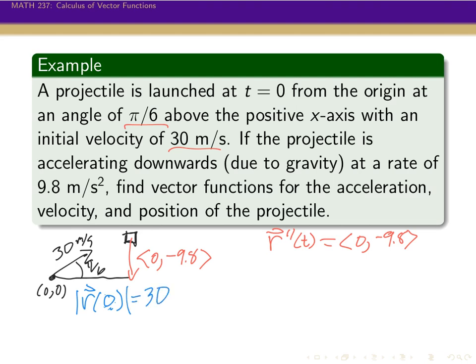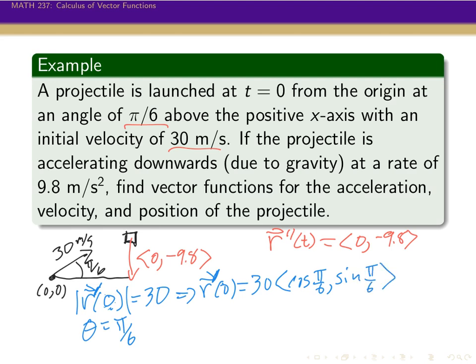The magnitude is 30, and its angle is pi over 6. And so this is saying, for the first derivative, r prime at 0, well, its magnitude is 30, and angle pi over 6 means it's going to be 30 cosine pi over 6, 30 sine pi over 6.